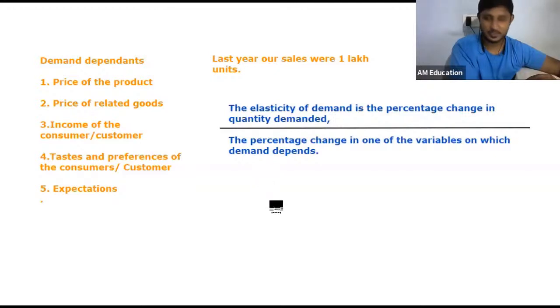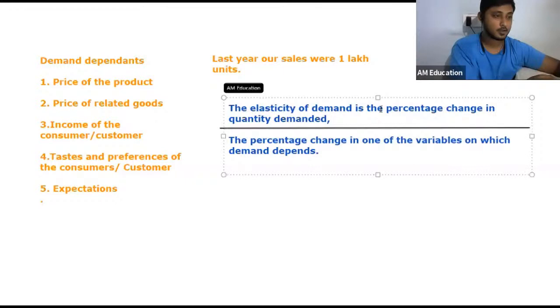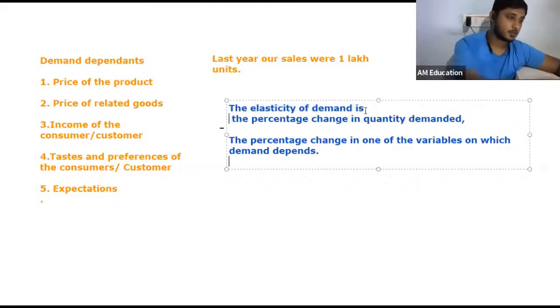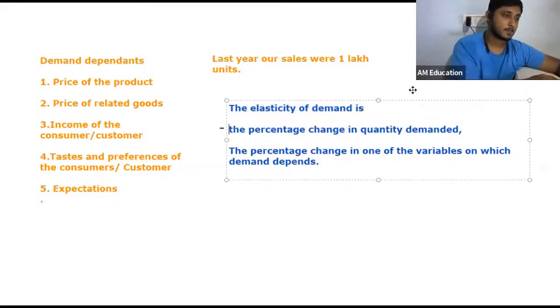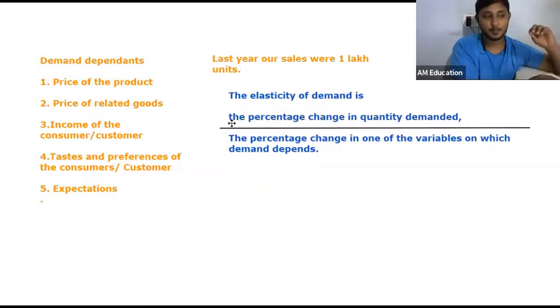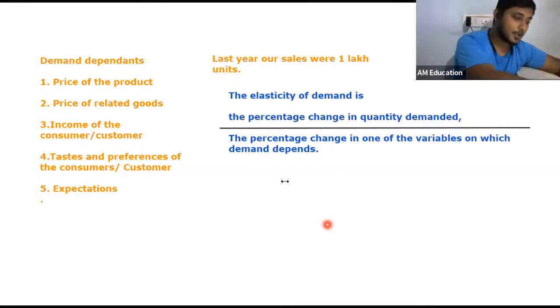So elasticity of demand is nothing but the percentage change in the quantity demanded by the percentage change in one of the variables on which demand depends. So you are technically dividing what? You are dividing a percentage by a percentage.